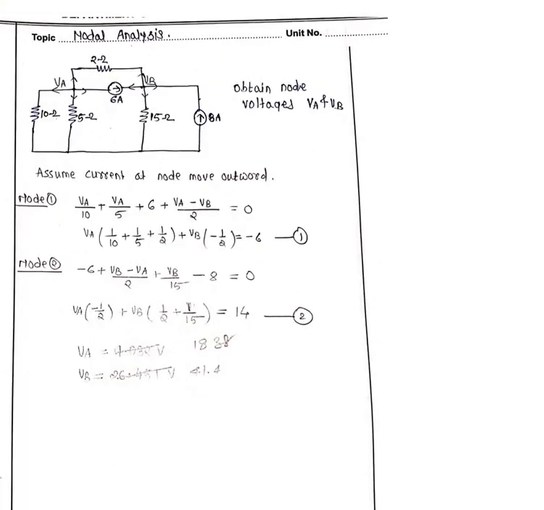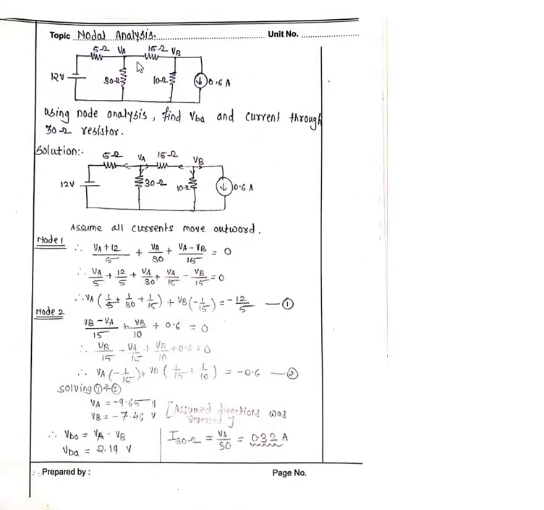Then the next one, super node. What is a super node? See here, node 1 is available, and here node 2 is available. Between node 1 and node 2, what is there? A 15 ohm resistor. Instead of the 15 ohm, suppose a voltage source is present. A voltage source present between two nodes is called a super node.